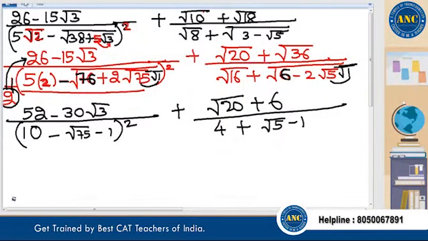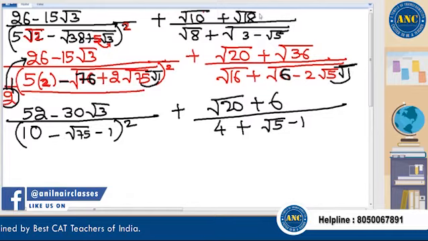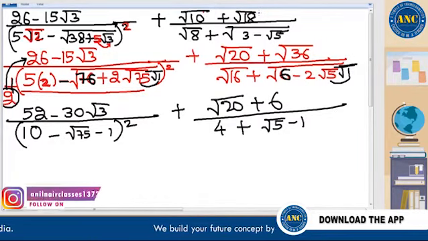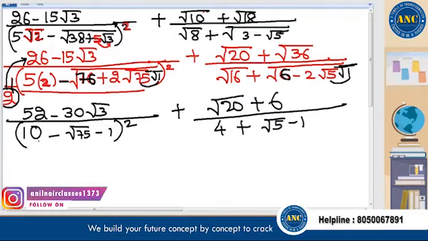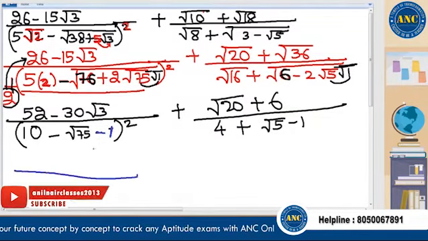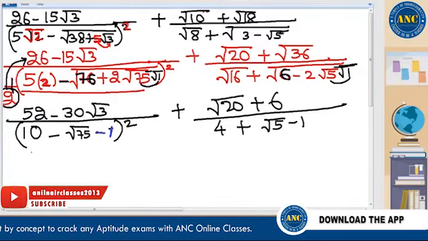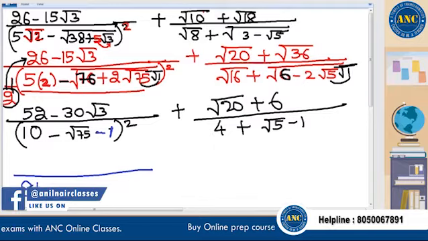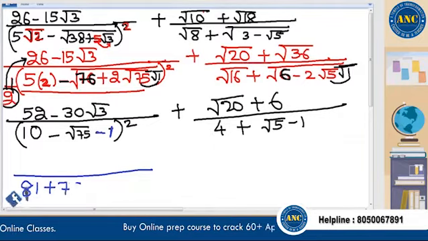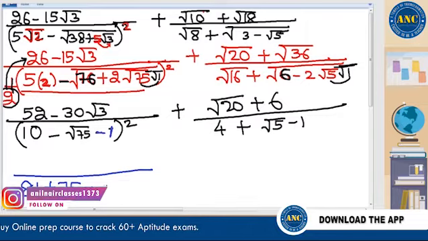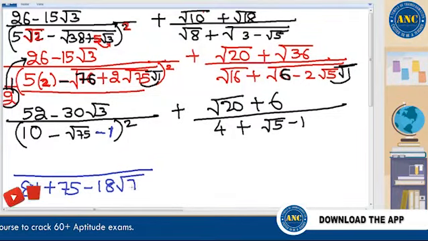I believe that all my previous explanations of so many problems is helping you so beautifully in this particular question. So if I simplify further, 10 minus 1 is 9, so 9 minus root 75 whole square. Apply a minus b whole square: 9 square is 81, root 75 whole square is 75, minus 2ab, 2 into 9 into root 75, minus 18 root 75.